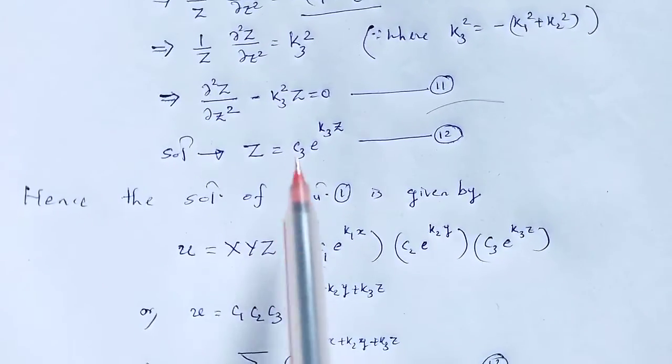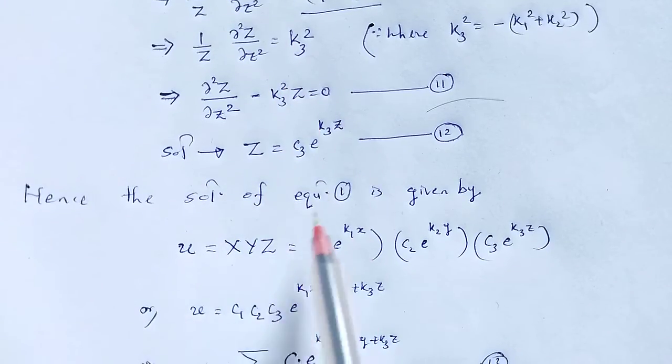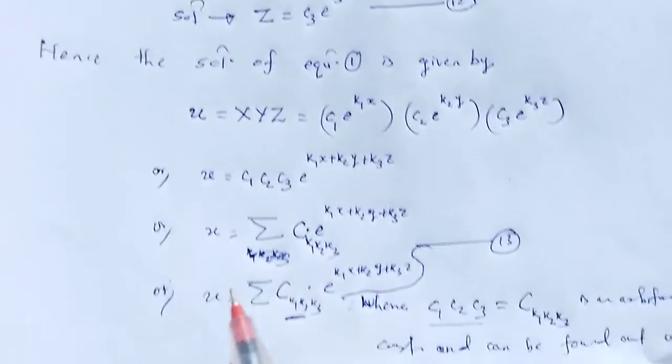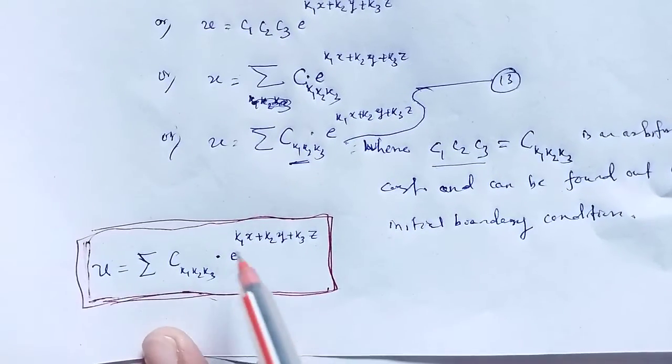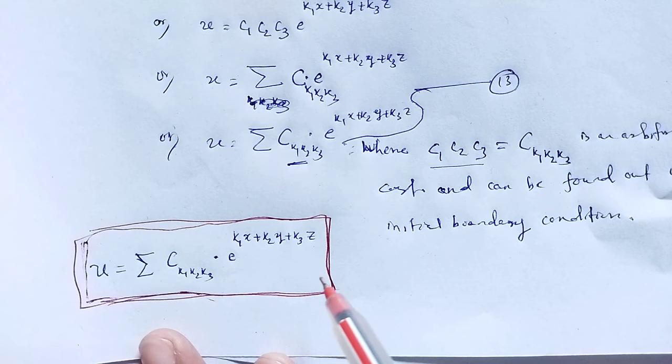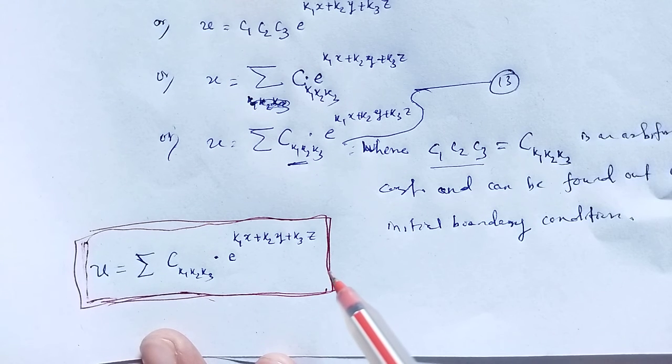Hence, putting the values of x, y and z in equation 1, we finally get U is equal to that much. This is the solution of Laplace equation in Cartesian coordinates in 3 dimension.